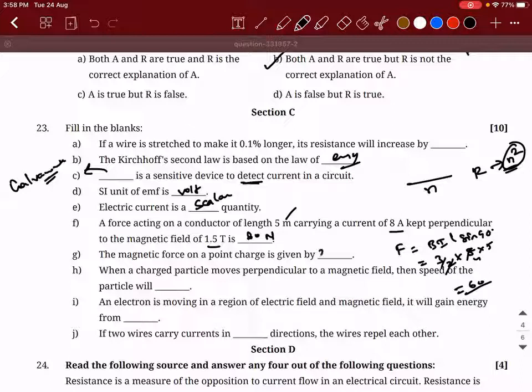Next, the magnetic force on a point charge is given by Q into V cross B. Very good. Q into V vector cross B vector. When a charged particle moves perpendicular to the magnetic field, the speed of the particle will be uniform, sir. That's right, because it's going to move in a uniform circular motion. Or you can write constant, which is also accepted.